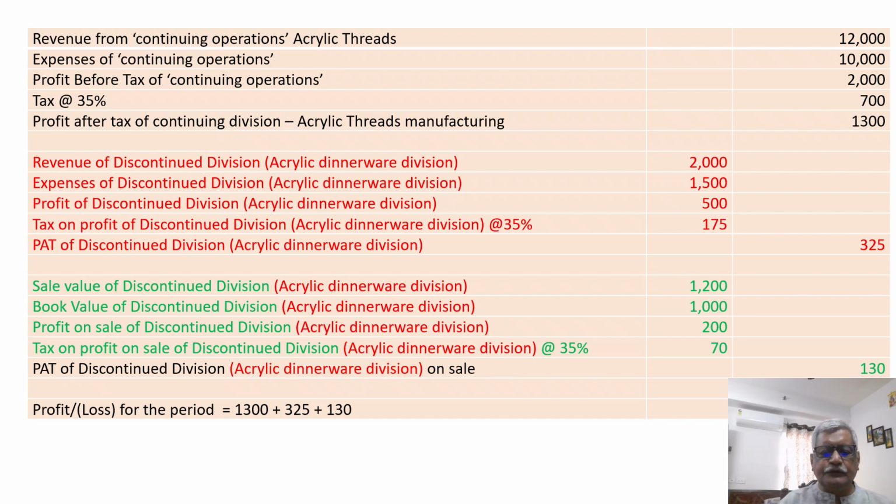Sale value of the discontinued division, that is the acrylic dinnerware division, is 1,200, the selling price of the assets. Book value of the discontinued division was 1,000. Profit on sale of the discontinued division assets is 200, and tax on profit is 35%. So the profit after tax on the sale of the discontinued division assets is 130. So profit or loss for the period is 1,300 plus 325 plus 130, total 1,755.